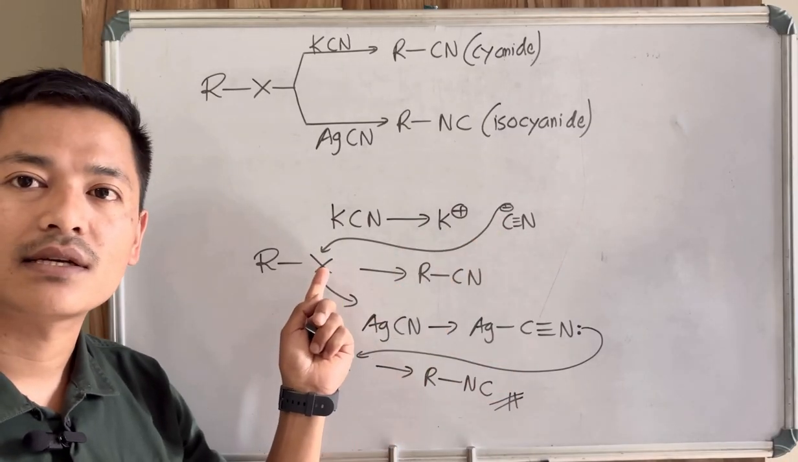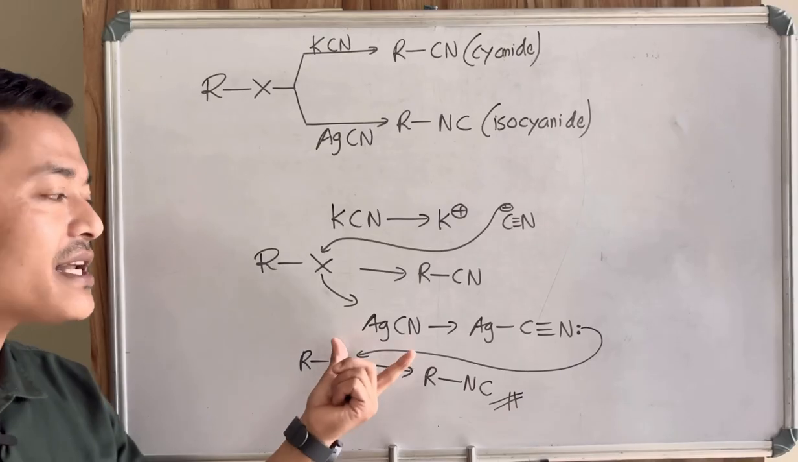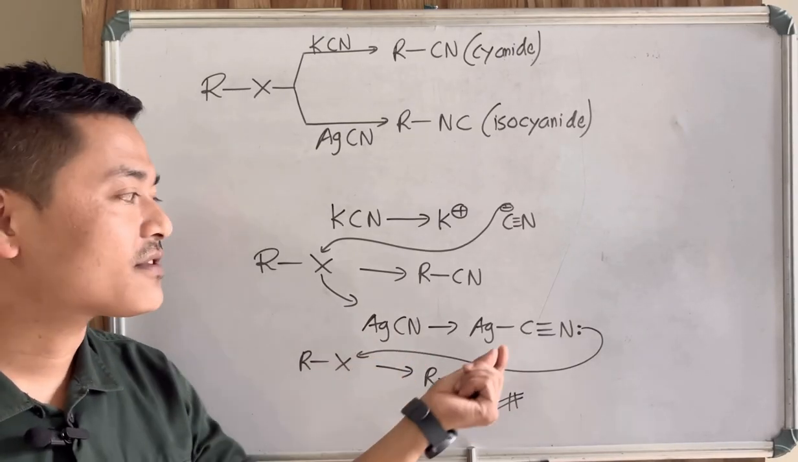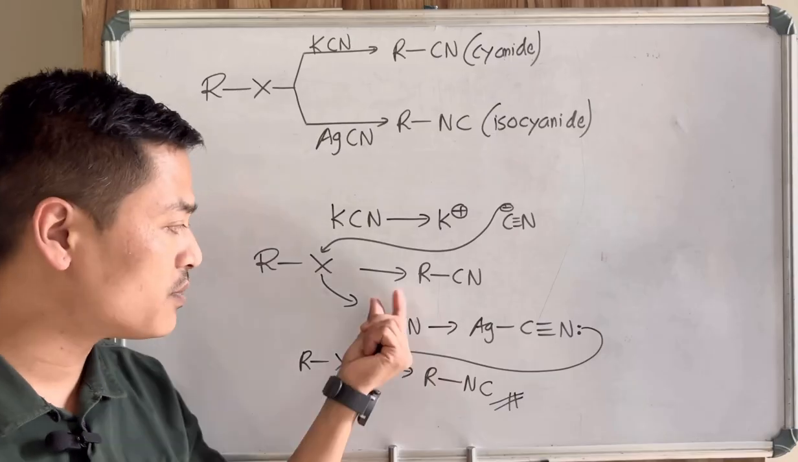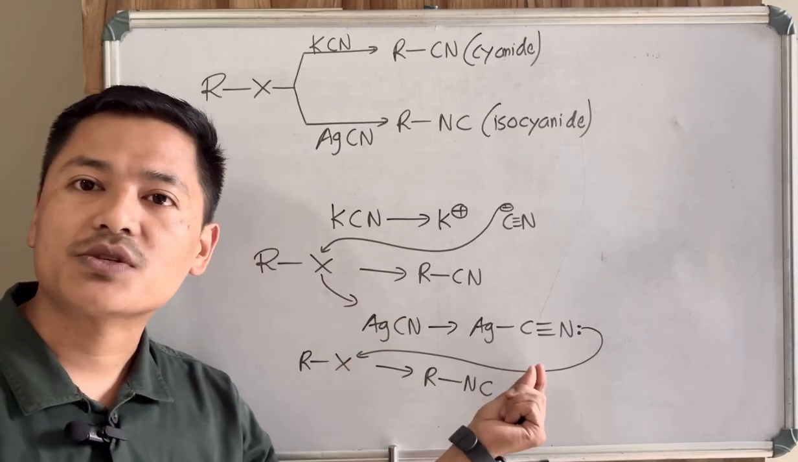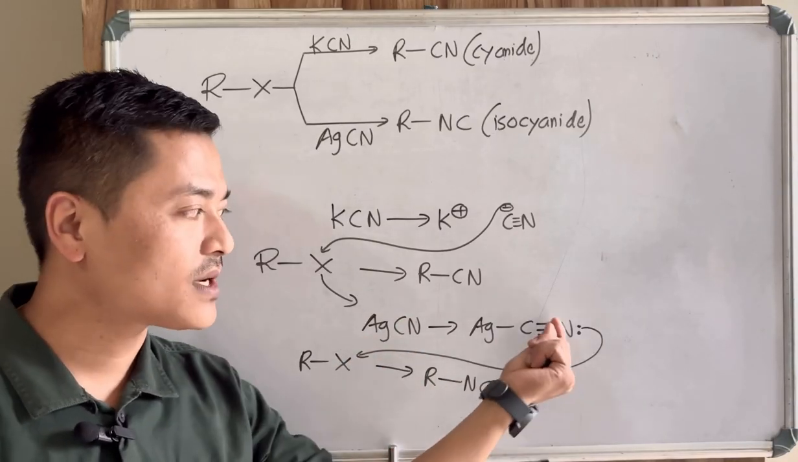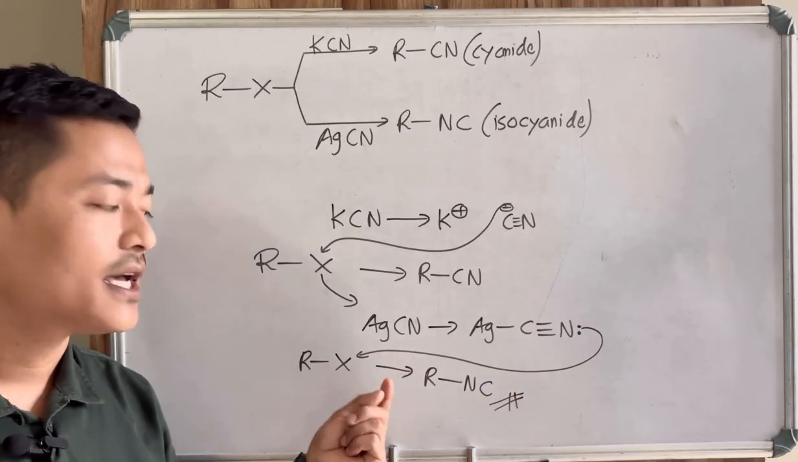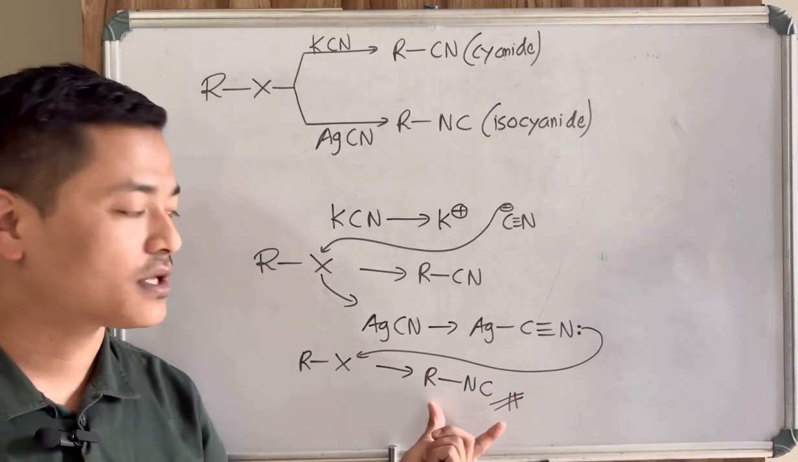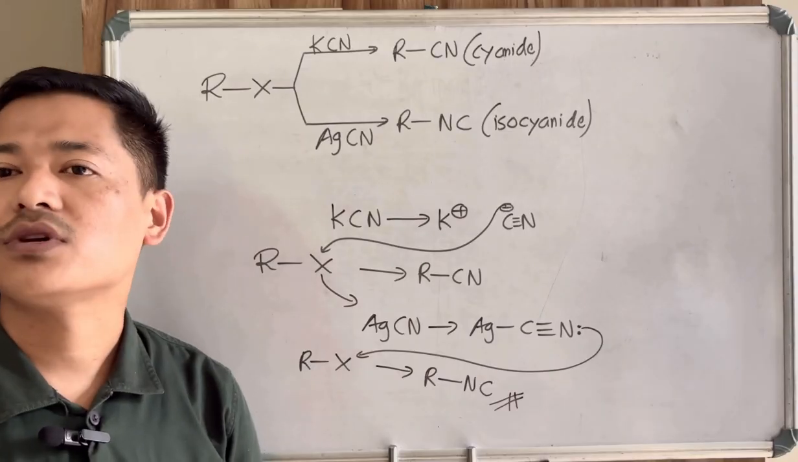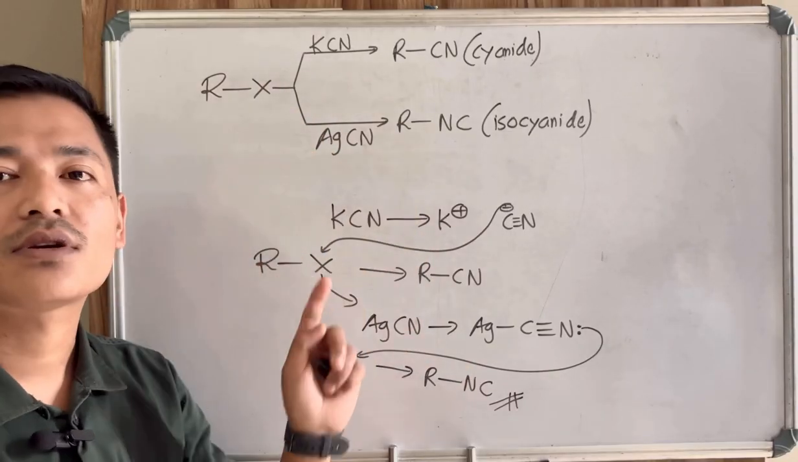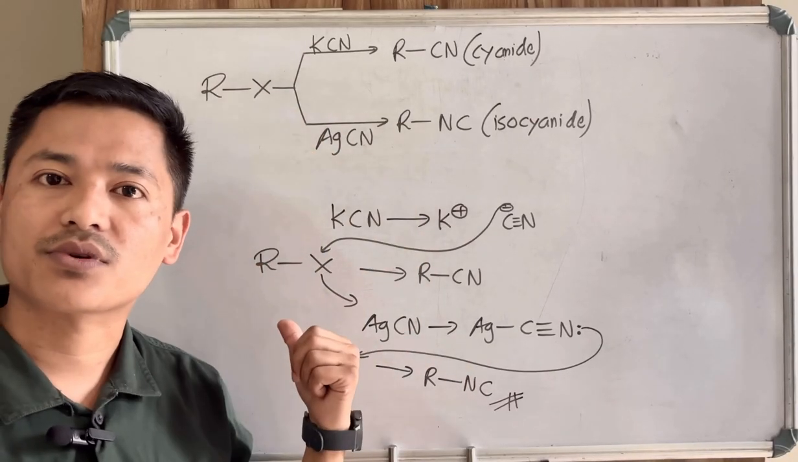free to attack it. But similarly, if you are using AgCN, the attack from the carbon end will not occur, because this bond will not be dissociated at all. That is why the attack will occur from the nitrogen end, and it will ultimately give rise to the isocyanide product, that is RNC. So this is the main reason. So if you have to elaborate this, you must write this in proper words, okay?